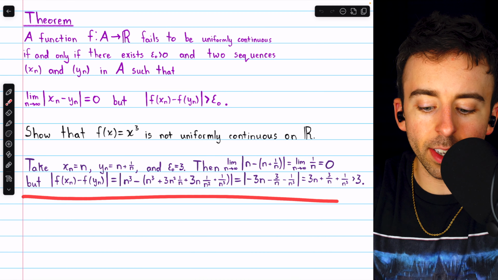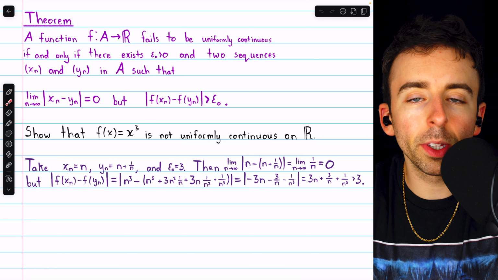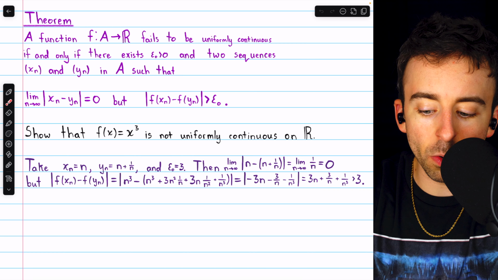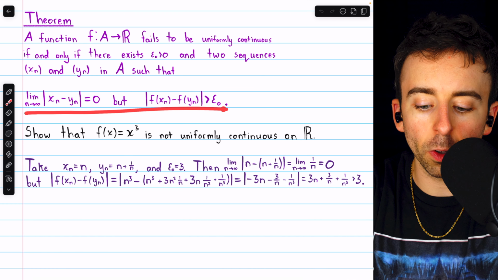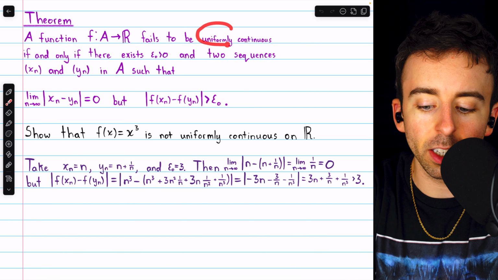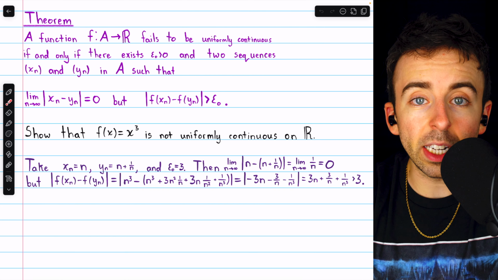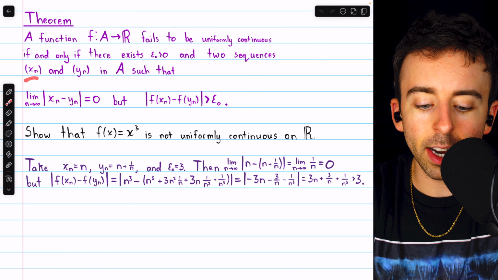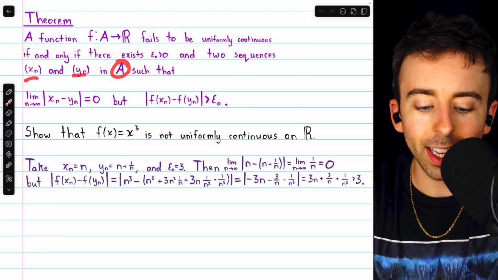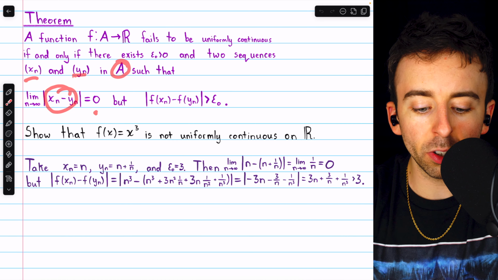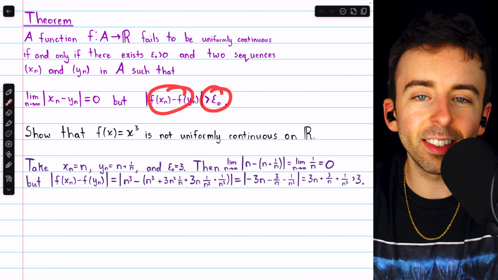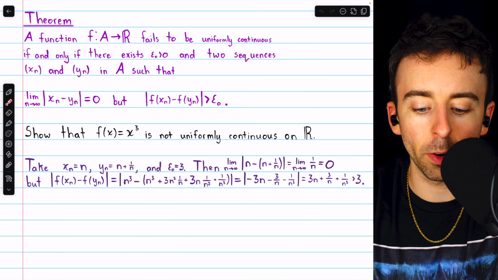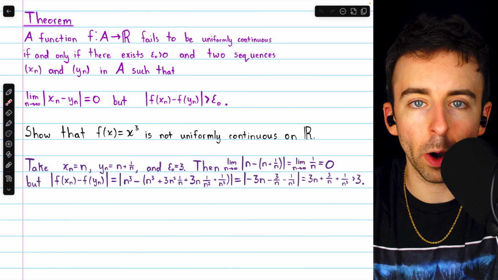Now here you can see in just a couple lines we're able to show that x cubed is not uniformly continuous on the reals, again using this sequential criterion for failing to be uniformly continuous. We need to find two sequences, xn and yn, in the domain that get arbitrarily close to each other, but where their images maintain some distance from each other. The images don't get arbitrarily close.